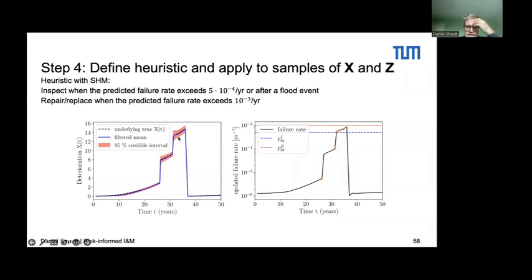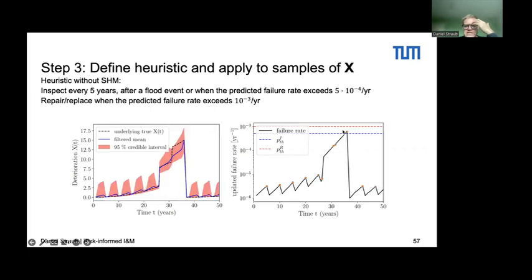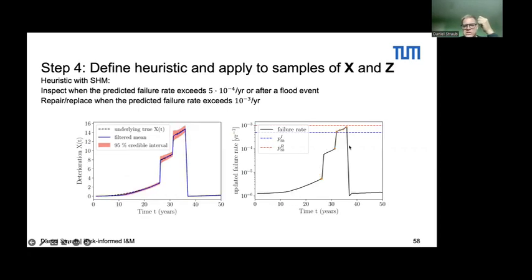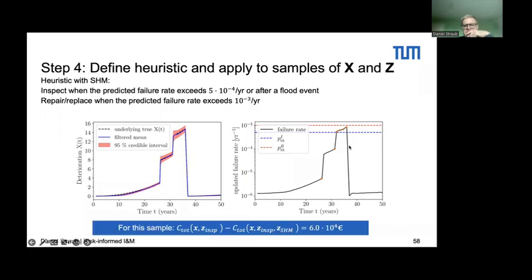And so the failure rate that we estimate is also changing, and hence, the decision is also changing. The decision thresholds are still the same, so we still replace when we have the same predicted probability of failure. But because our estimate changes, the decision changes too. Okay. And now for this particular sample, we can look at what the difference is.